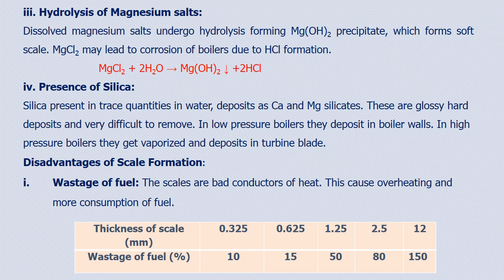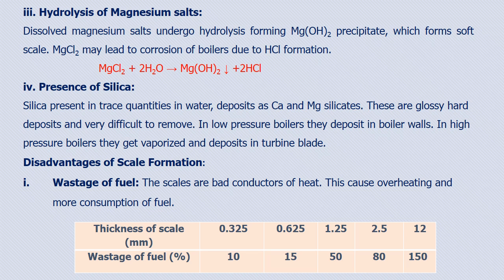Then the last, fourth one, a very important thing, presence of silica. Generally water contains traces of silica particles in it, and this is also another one where we get a hard adhering deposit like calcium sulfate. Calcium and magnesium silicate both form a hard adhering deposit. Generally it is found in trace quantity. In low pressure boilers, they deposit on the boiler walls. In high pressure boilers, they deposit on the turbine blades.